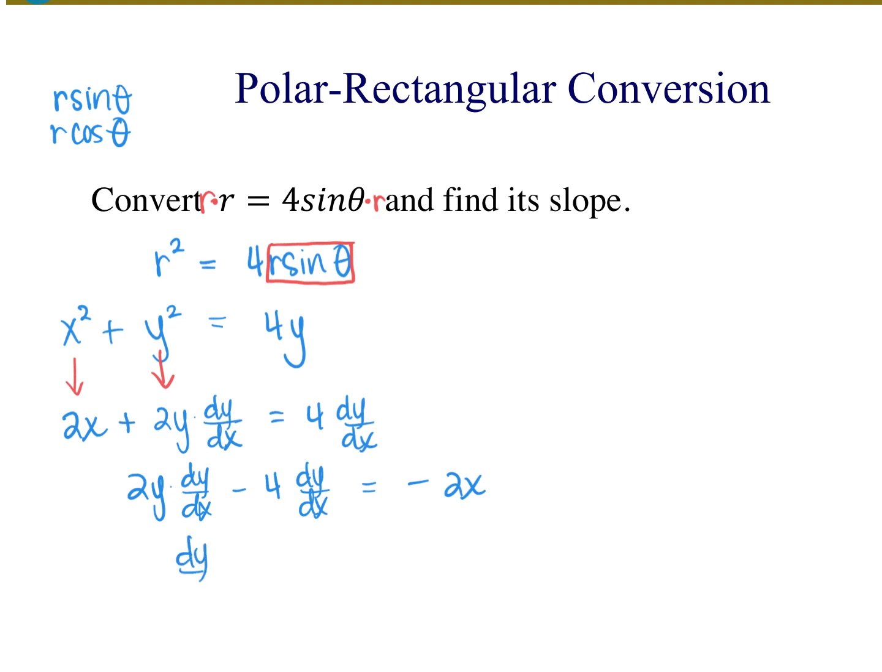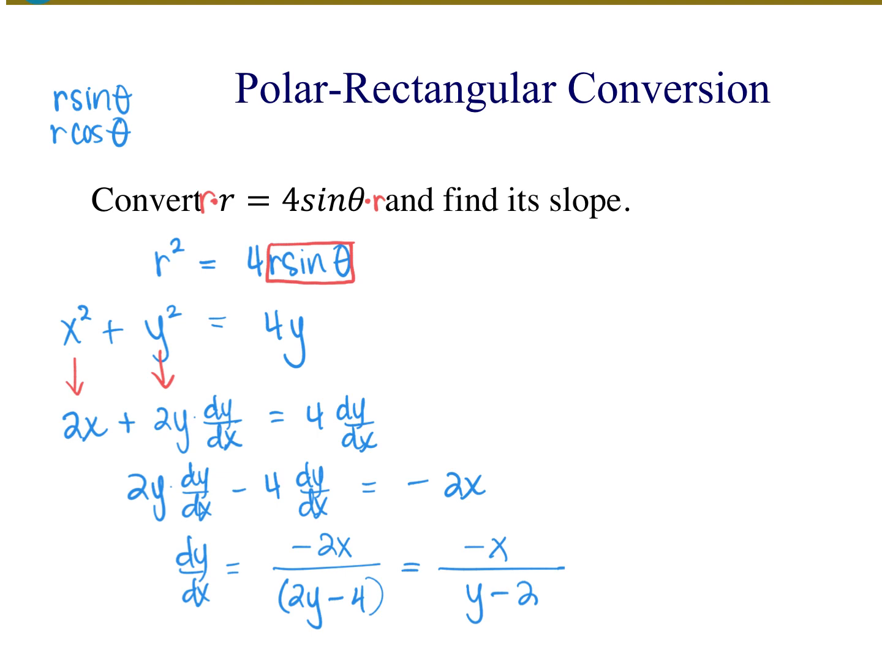So dy dx would be negative 2x in the numerator divided by 2y minus 4. And then I can factor and simplify. And so I'm going to have negative x on the top and y minus 2 on the bottom. And that's how I'll find the slope. All right, any questions on that so far?